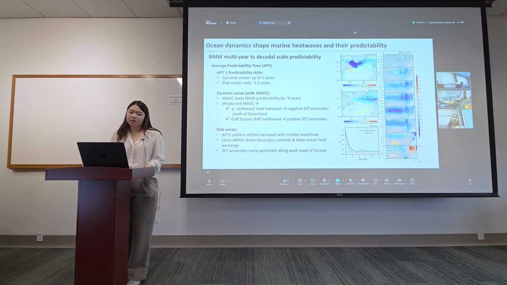On the other hand, if you look at the slab ocean, the slab ocean lacks the AMOC-driven currents and deep ocean heat exchange processes. So the SST anomalies here are more localized, and the predictability is much shorter than in the dynamic ocean.